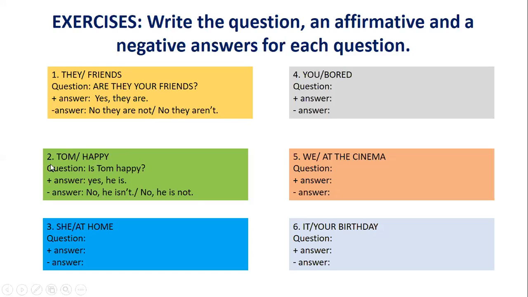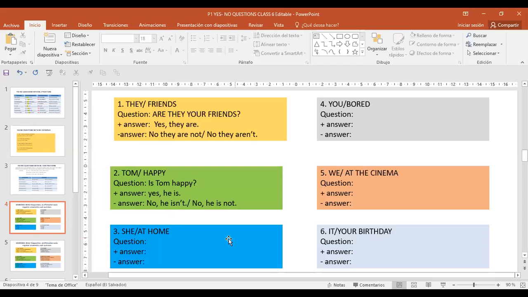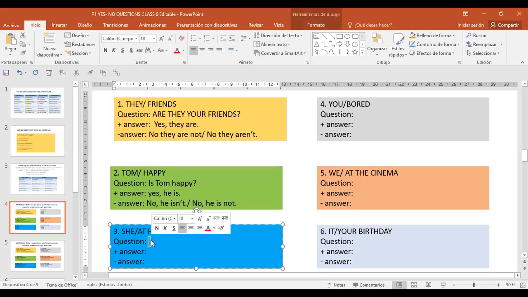Vea la siguiente, Tom happy. Me hace falta la forma correcta del verbo be para Tom, ¿verdad? Para hacer la pregunta. Y digo, is Tom happy? Yes, he is. No, he isn't. O no, he is not. ¿Cómo nos quedaría la 3? Number 3. Voy a salir de la forma full para ir contestando como ustedes me digan que creen que es correcto. She at home. ¿Cómo nos quedaría esa?